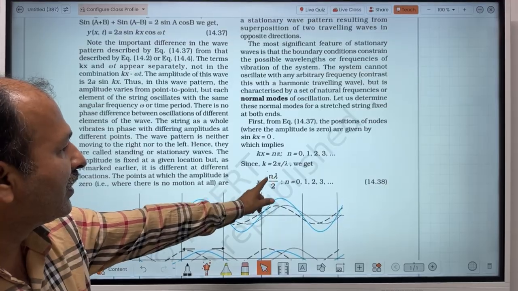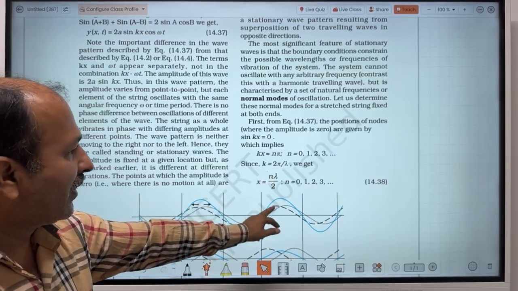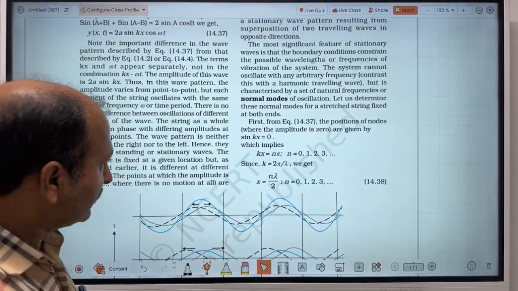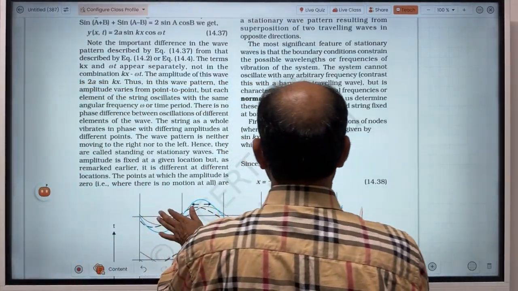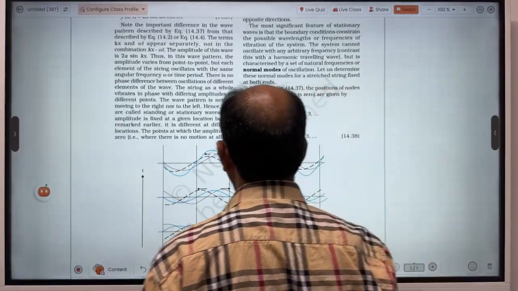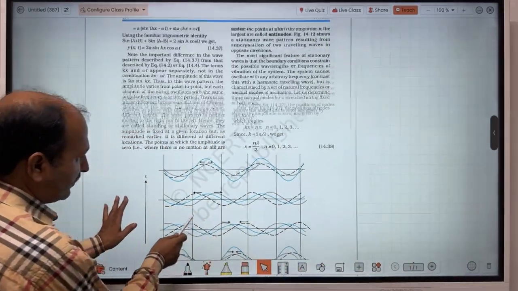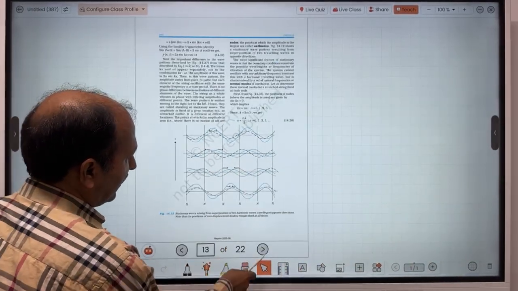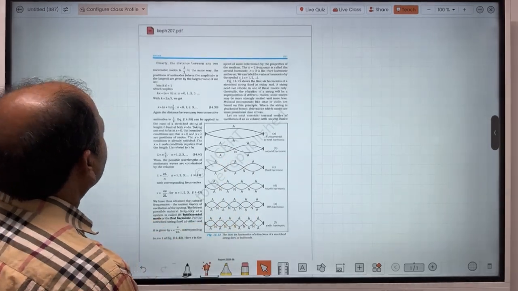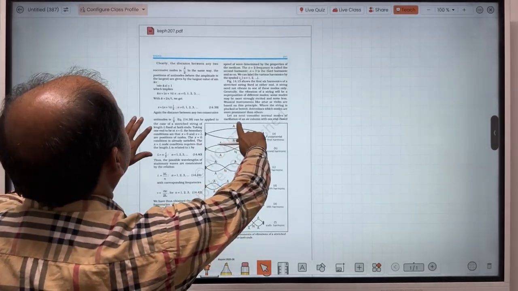So if we write n equal to 1, you will get half of lambda. If you write 2, it will become lambda. So these are the positions where we get the least amplitude, right? And if you remember, least amplitude means it's a node.